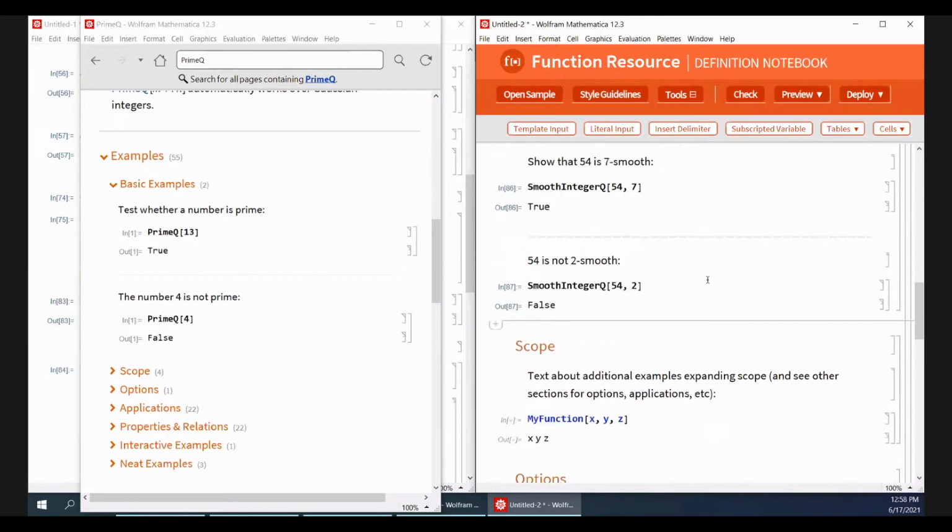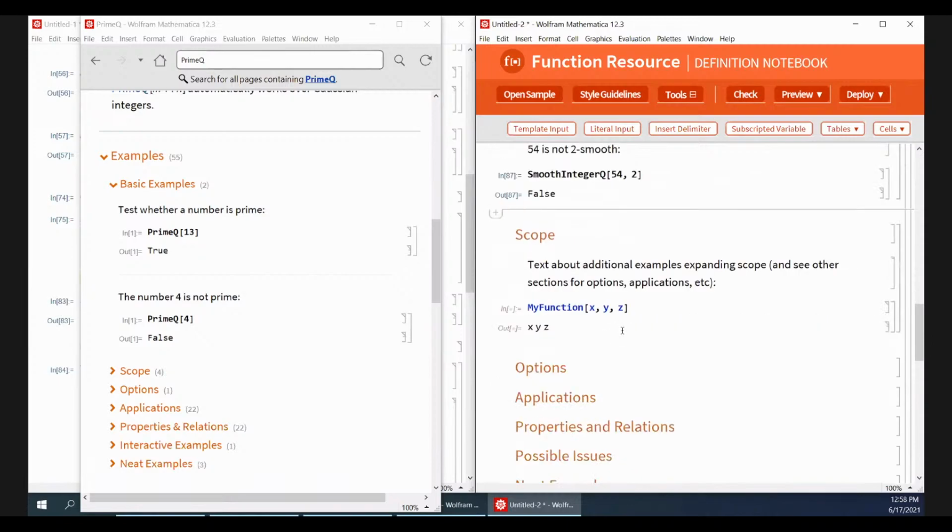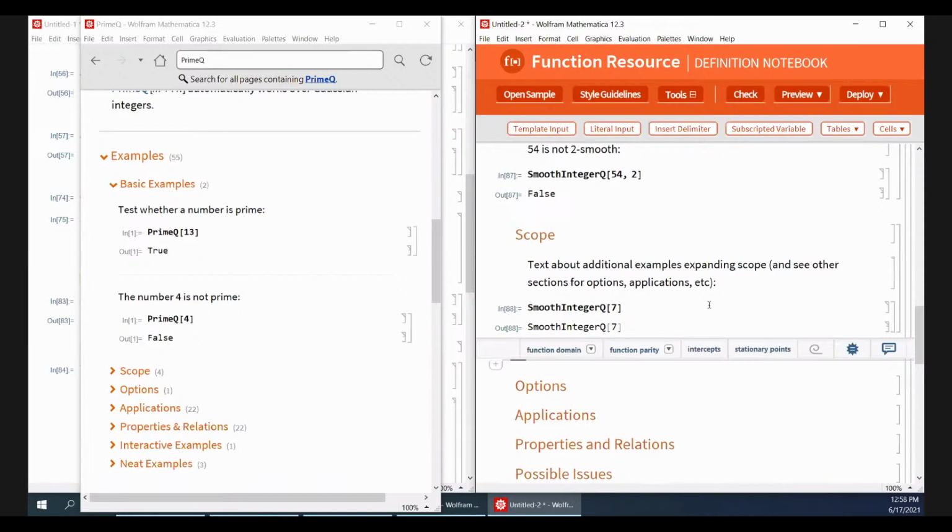Okay. Scope. Is there anything we should include in scope? Certainly need to show the operator form. Yeah. A general rule of practice that I've found is that every usage message in the documentation above should be represented in the scope section.